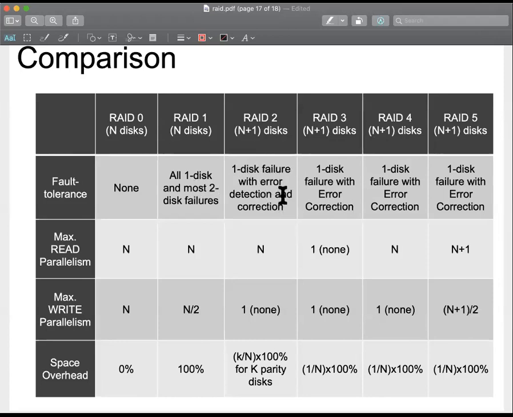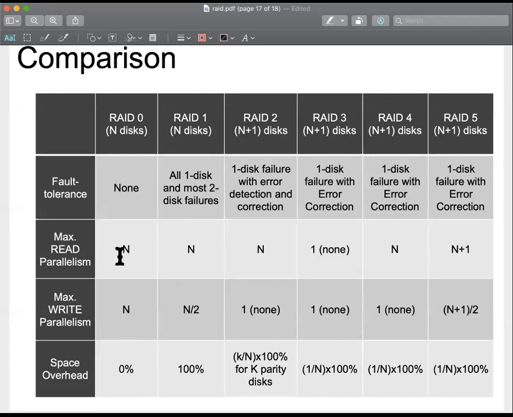They are actually just using the disk space more efficiently. Okay, so in terms of reliability, RAID 3, 4, and 5 are not better than RAID 1. So RAID 1 is actually better than the others.